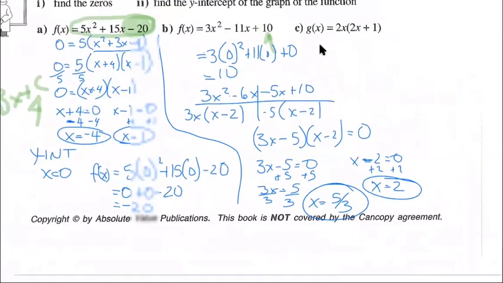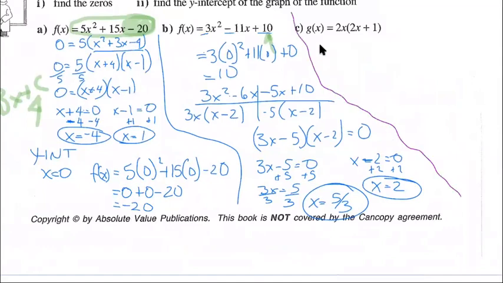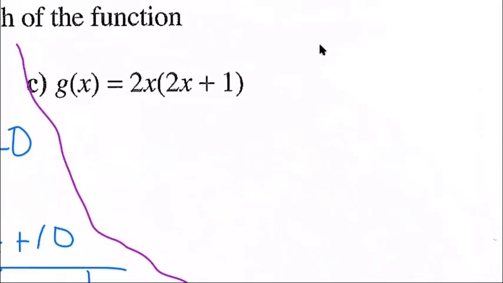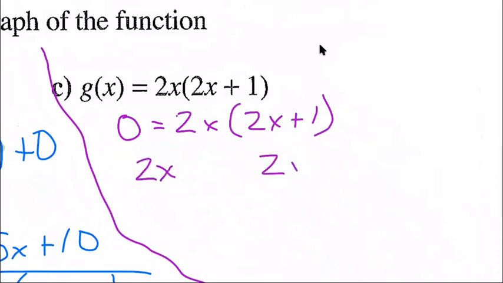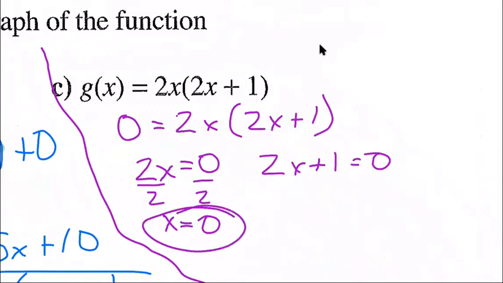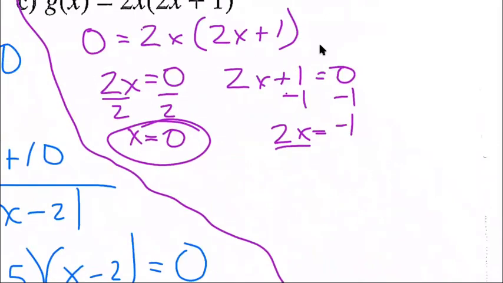That's question B. Question C, I'll switch colors just because I'm getting a little cramped. There's a little bit less that we need to do here. So 2x times 2x plus 1 is already factored for us. So I just need to find my zeros. I take both of my factors, 2x and 2x plus 1, make them equal to 0, and solve. Divide by 2, x equals 0. Minus 1, 2x is equal to negative 1. Divide by 2, x is equal to negative 1 over 2.